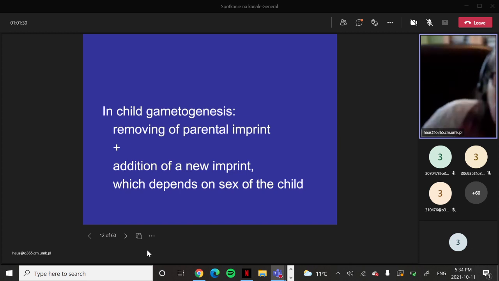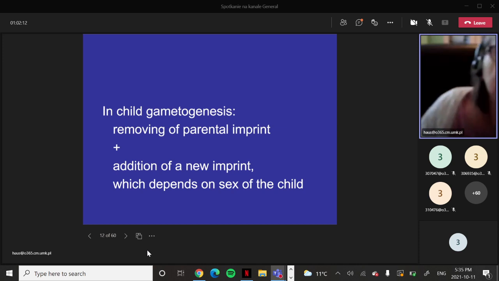If not, we continue. In early gametogenesis, there is a removing of parental imprinting, and this child adds a new imprinting on these genes which are situated in imprinting zones. And this new imprinting depends on the sex of this child. Okay?